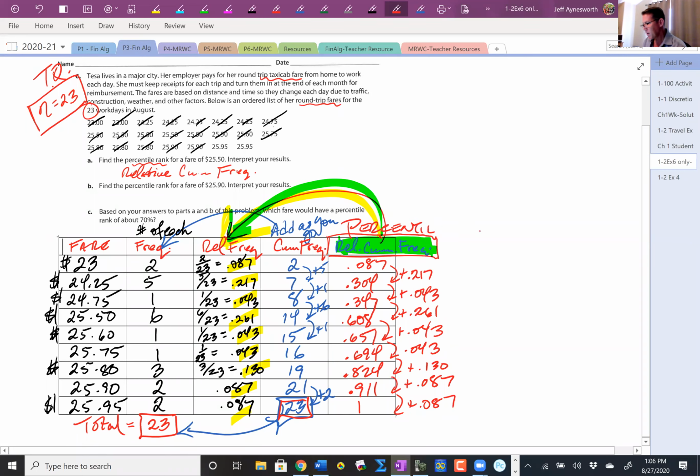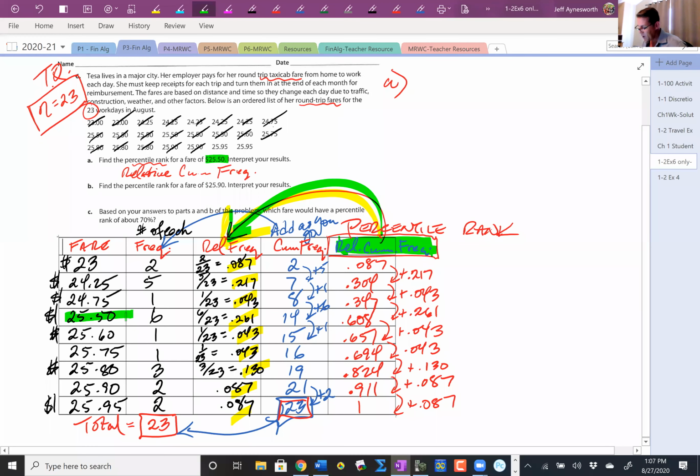Okay, rank. So we need to talk about that because that was discussed in the lesson here. So let's go to question A, and I'm going to put the responses up here where we have a little bit more space. The percentile rank for the fare of 25.50, and then we have to interpret what it means. So what is the percentile rank? Let's highlight it. Let's pick a color here, like green. Okay, let's find 25.50, and it's right here.